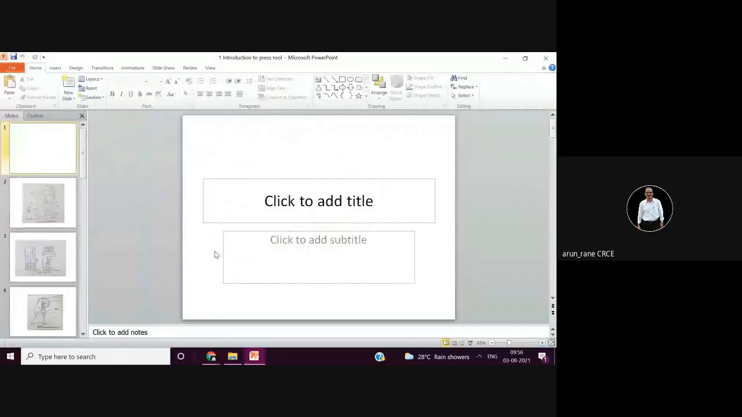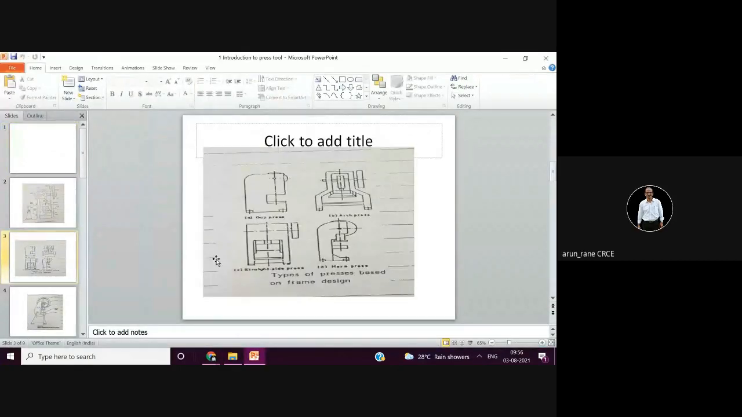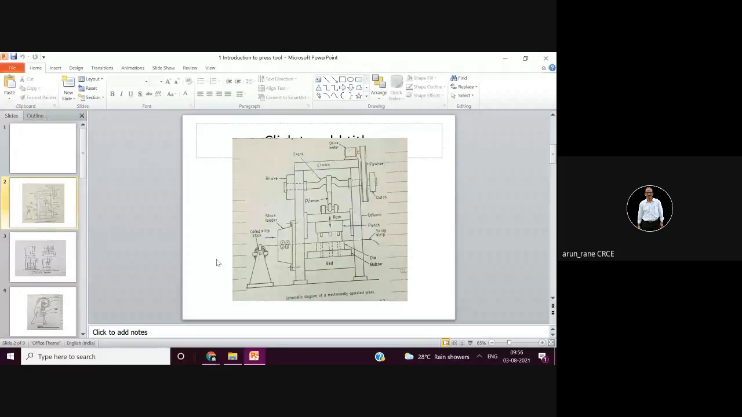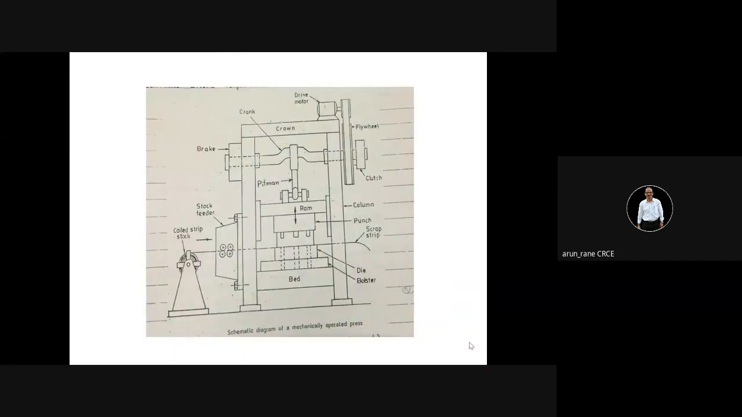What do you understand by the press tool? Any idea? Most of you must have seen the press. What is the use of the press?